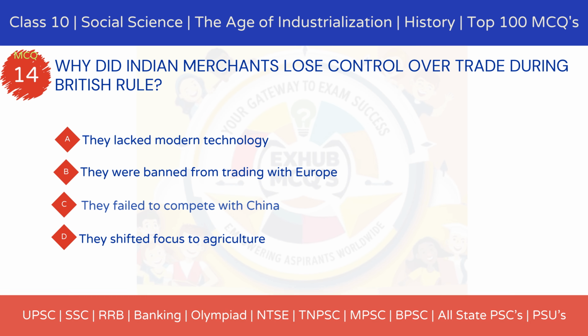MCQ 14. Why did Indian merchants lose control over trade during British rule? Option A. They lacked modern technology. Option B. They were banned from trading with Europe. Option C. They failed to compete with China. Option D. They shifted focus to agriculture.